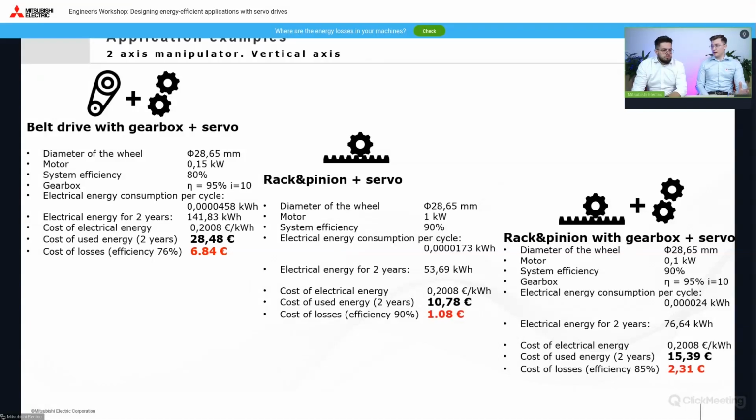losses. And the last mechanism is the rack and pinion solution. Here we have pretty good energy efficiency of 90% for the rack and pinion, and the calculation is for a 1 kilowatt motor. With that, about 11 euros of energy consumption, and for the losses only 10%, so 1 euro. Now just add the gearbox, and for the same application, for the same mechanism, we have a lot smaller motor, and the consumption of the energy is bigger, around 15 euros, and the losses about 2 euros.